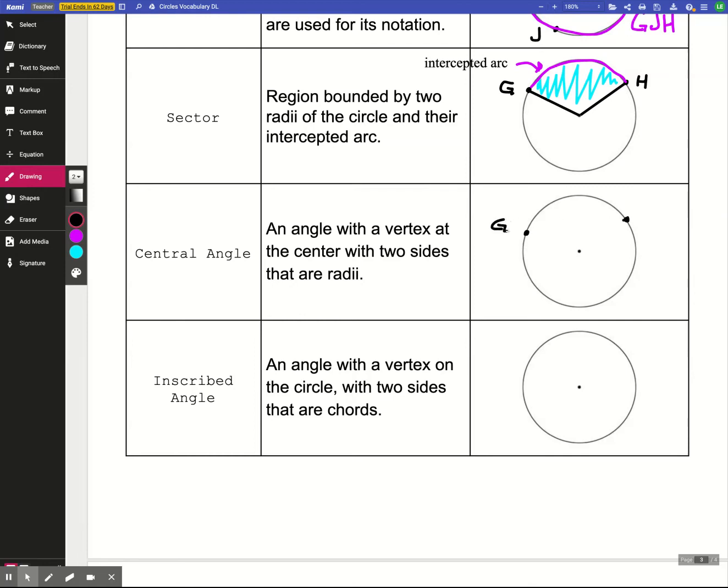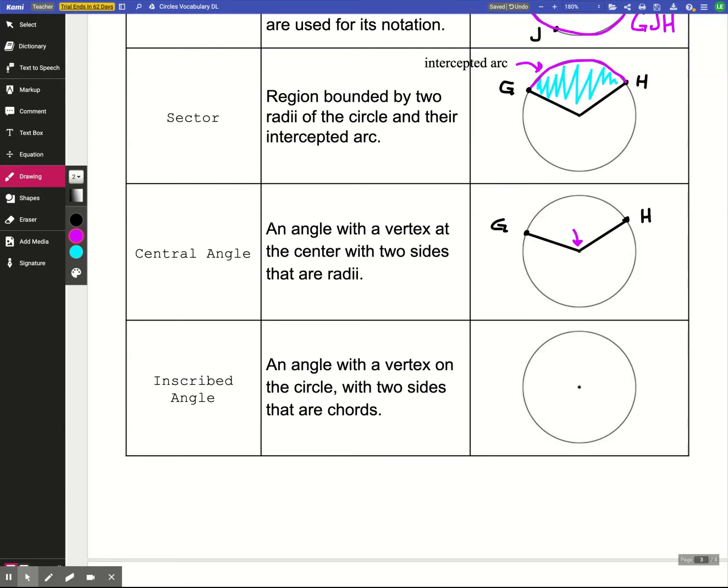So here I have G and H again. The central angle is an angle in the center of the circle. So the vertex of that angle has to be at the center, right, with two sides of the angle that are radii. So it's this angle right here. That is a central angle.